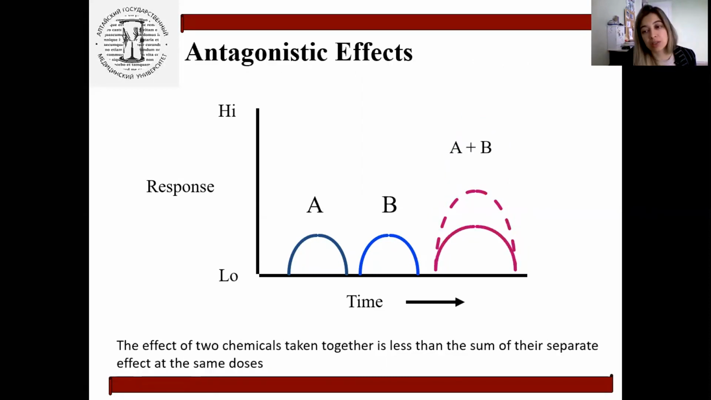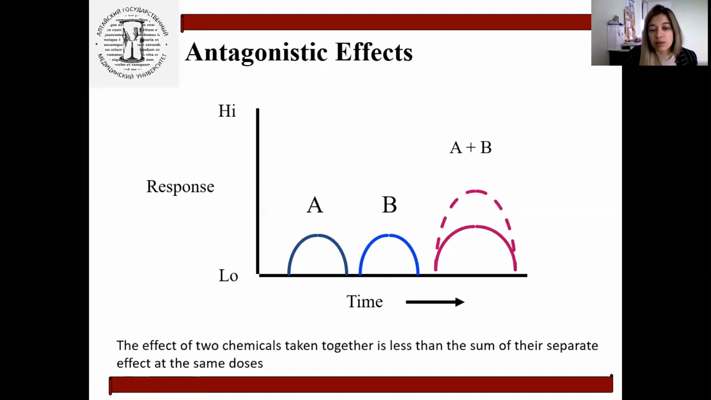And we also have the opposite situation, the antagonistic effect. Antagonistic means that two drugs don't help each other, and the effect of two chemicals taken together is less than the sum of their separate effects at the same doses. So it can be like this: 5 plus 5 will be not 10 but 5, or it can even be 0 if they, for example, stop each other completely and nothing will happen. So maybe it can be just 0 here, and this we call antagonism, antagonistic effects, because they stop each other, anti.